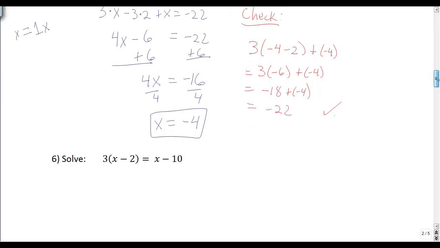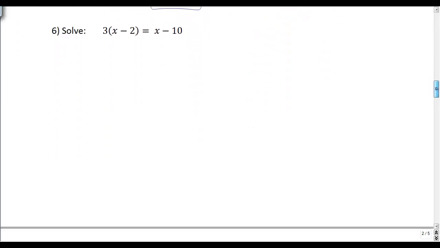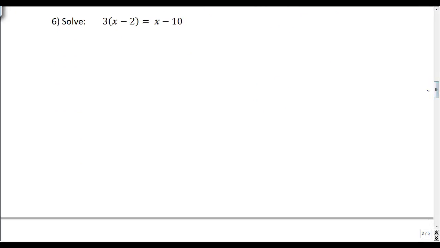Next one. Here we've got x's on both sides, so I have to talk about how to deal with this. The first thing I'm going to do is distribute the 3 to simplify the left-hand side. I'm going to do 3x, and then 3 times 2 is 6. I'm going to start to skip some of those steps once I get used to them. And I just have x minus 10 on the right. Now here, what I need to do is subtract x from both sides to move all the x's to one side.